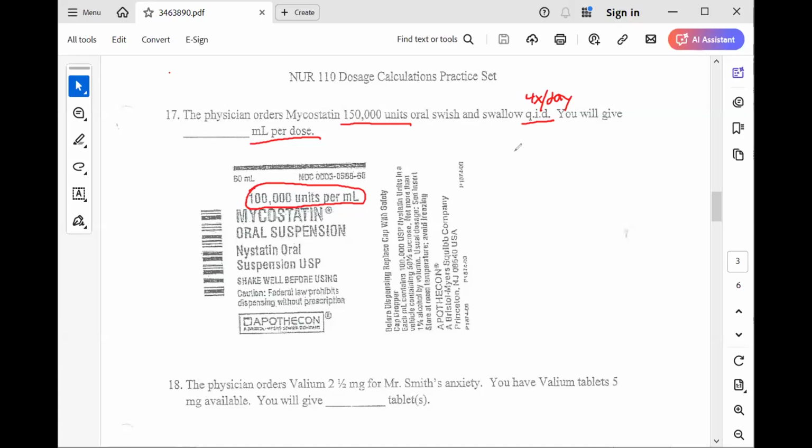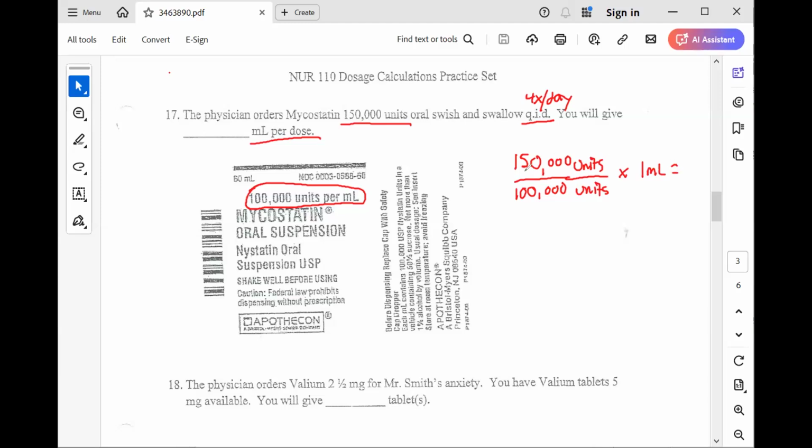So again, doing the ordered over available, I'm going to take 150,000 units over my 100,000 units. And then I'm going to multiply by my quantity, which is 1. And we're going to see what we get.